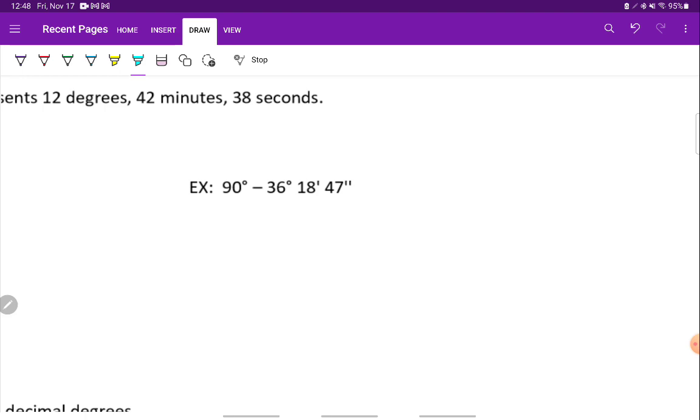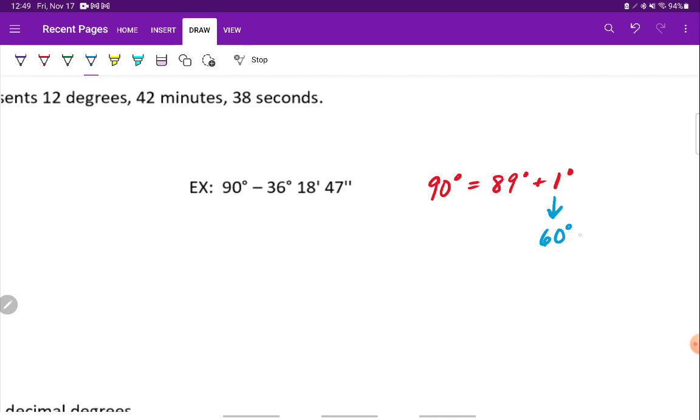In our next example, we want to take 90 degrees and subtract 36 degrees, 18 minutes, and 47 seconds. You'll notice that our 90 degrees does not have minutes and seconds listed with it. So we're going to rewrite 90 degrees. So 90 degrees is equal to 89 degrees plus 1 degree. So then I'm going to take that 1 degree and break it up into minutes. 1 degree is the same as 60 minutes.